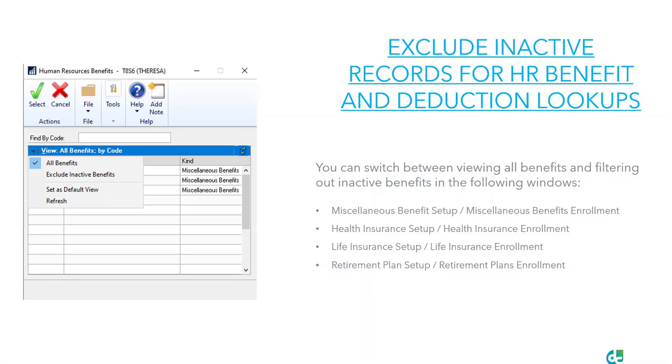So that's going to refresh our window right away and take those out of the view. If we want to make that our standard or default and have that excluding inactives all the time unless we change it, just be sure that after you make that change, click on that drop-down arrow one more time, and then click on Set as Default View. So then for your user, when you're looking at those windows, it's going to start off with filtering out those inactive benefits.